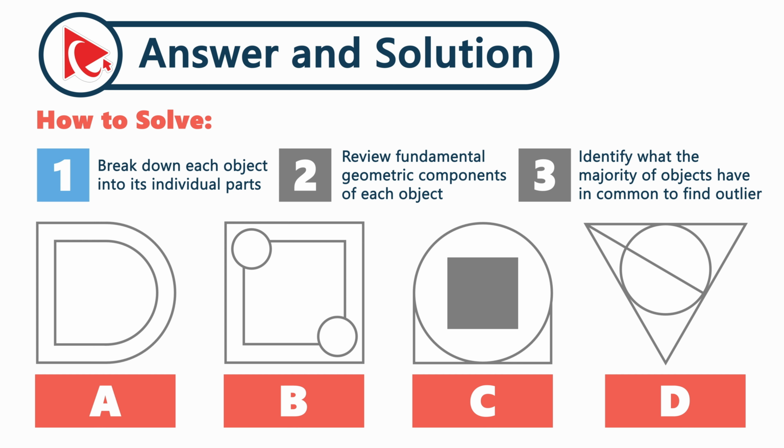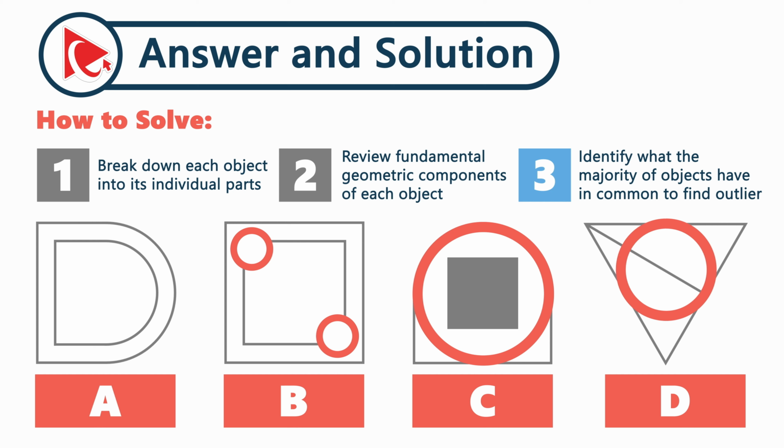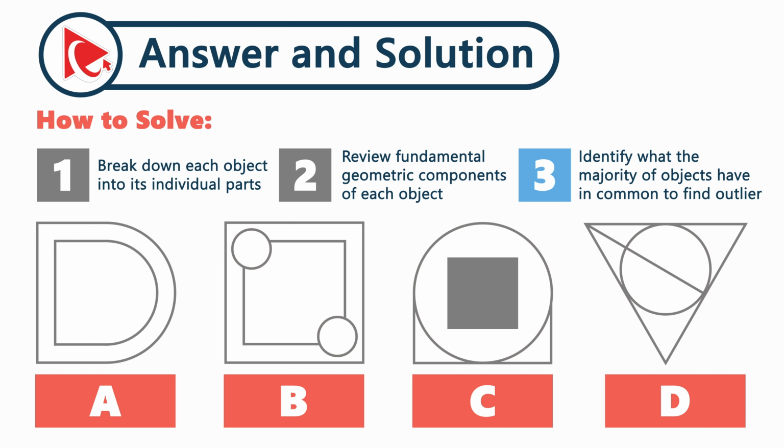Let's start with step 1. As you can see, each object consists of fundamental geometrical components. We see circles, we see squares, and we see triangle. For example, object B has 2 squares and 2 circles. Object C has a square and a circle. And object D has a triangle and a circle. As you can see, objects B, C, and D all have a circle in common. And object A does not have a circle, which means that object A is the odd one, since it has rounded areas but does not have a full circle. And the correct answer here is choice A.